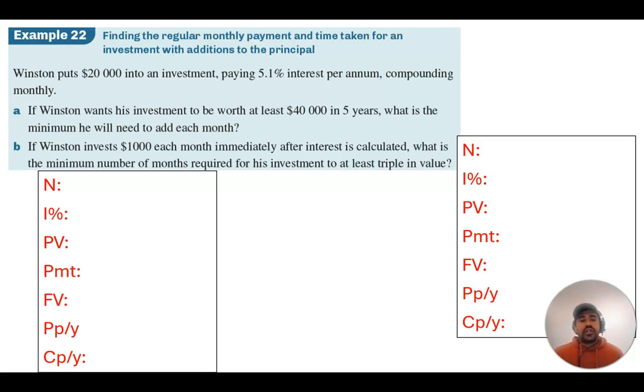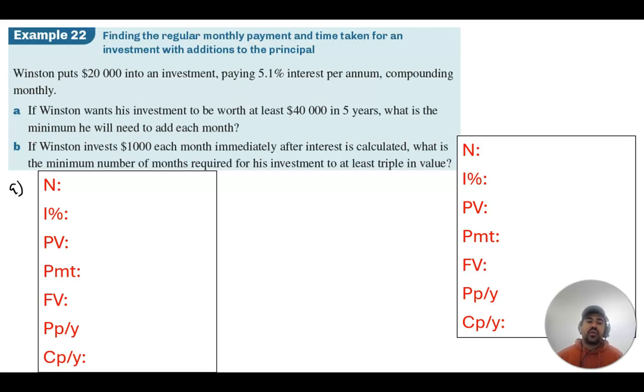For example 22, we are looking into Winston. Winston is going to be putting $20,000 into an investment, and will be paying 5.1% interest per annum, compounding monthly. So first question, which is going to be here for A, if Winston wants his investment to be worth at least $40,000 in 5 years, what is the minimum he will need to add each month?